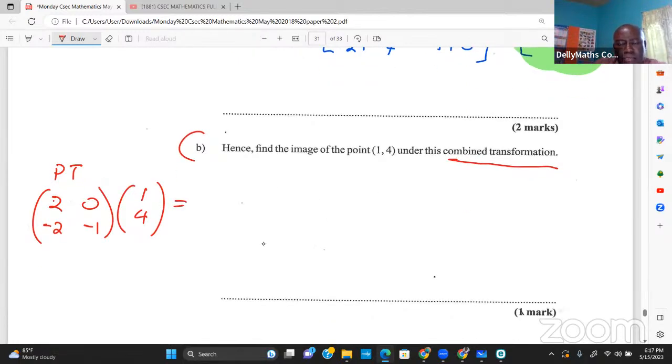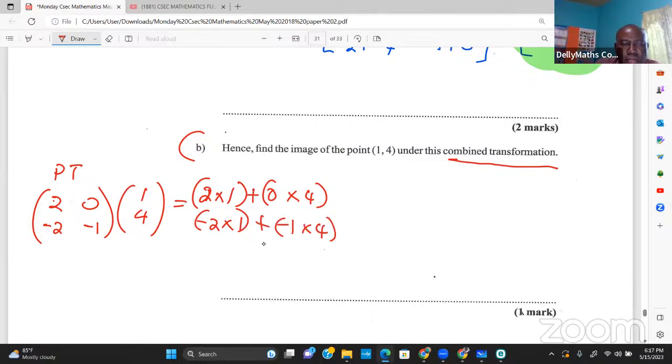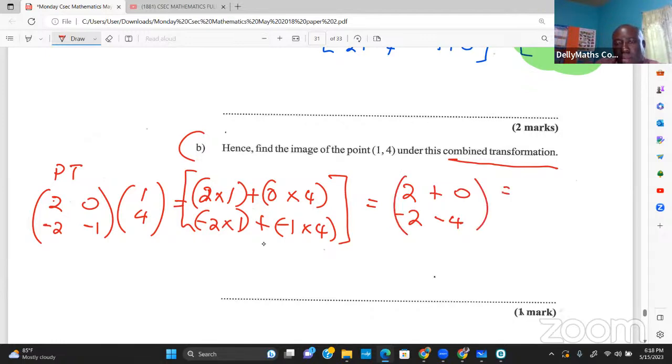Carry this out. So it's going to be the regular row by column. What are we doing? 2 times 1 plus 0 times 4. Then -2 times 1 plus -1 times 4. What are we looking at? 2 plus 0, -2, -4. Finally, what do we have? 2, -6. So this is the image.